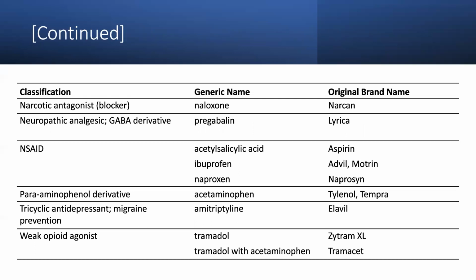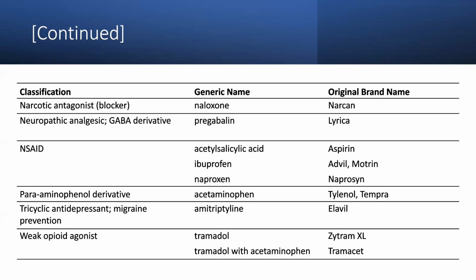Then we have narcotic antagonists or blockers, which is naloxone, an antagonist of the opioids. Then we have neuropathic analgesics, which are GABA derivatives, such as pregabalin, which is used for nerve pain, and NSAIDs like acetylsalicylic acid, which is called aspirin, ibuprofen, which is Advil or Motrin, and naproxen. Then we have para-aminophenol derivatives, that is acetaminophen, which is Tylenol or Tempra.